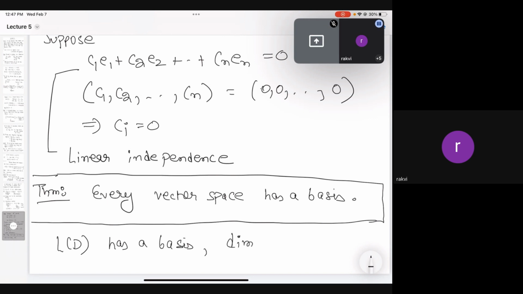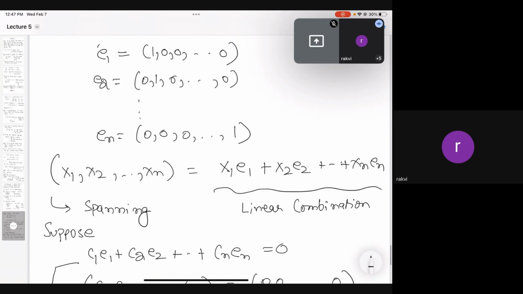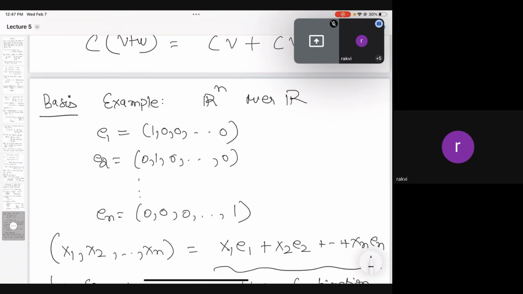So the dimension of L(D), let me denote it by small l(D). I think this is a pretty standard notation in all the textbooks, so this works. So every vector space has a basis, and the size of that basis is what is called a dimension, right? And that's what I call small l(D). For example, if we go to R^n over R, this set of e_i's forms a basis, and there are n elements. So R^n has dimension n over R.